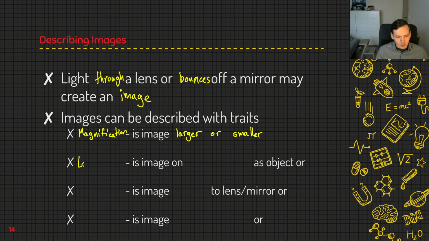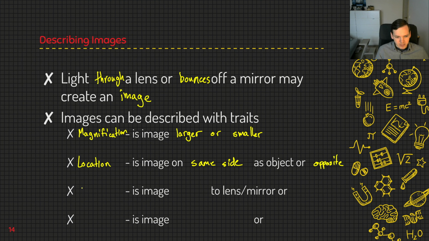We also have location. Is the image on the same side as the object or the opposite side? So some things like a mirror create an image on the opposite side of the mirror than where the object is located. A magnifying lens, like I mentioned earlier, you look through the magnifying lens and you see the image on the same side as the object.